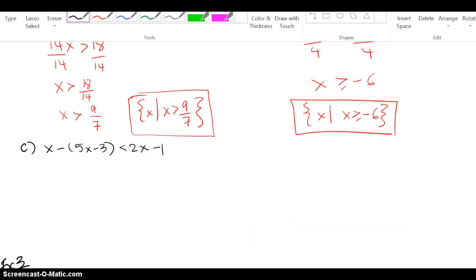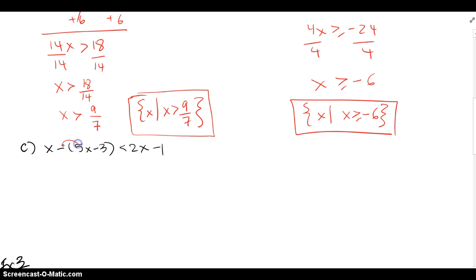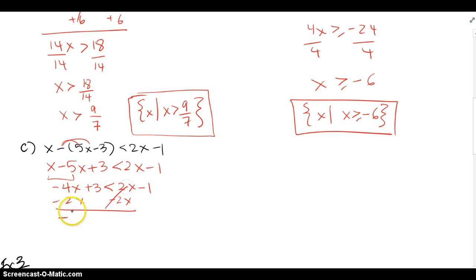Okay, part C, we have x minus 5x plus 3 less than 2x minus 1. Combining like terms, -4x plus 3 is less than 2x minus 1. If I want the x's on the left, for example, that's going to give me -6x plus 3 less than -1. Subtract 3, and I'm getting -6x less than -4.